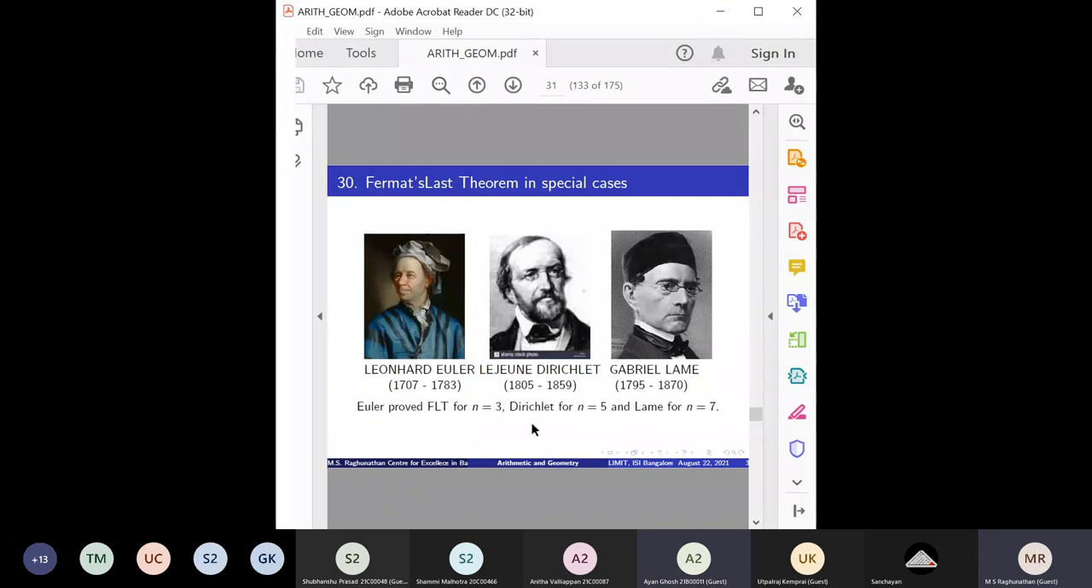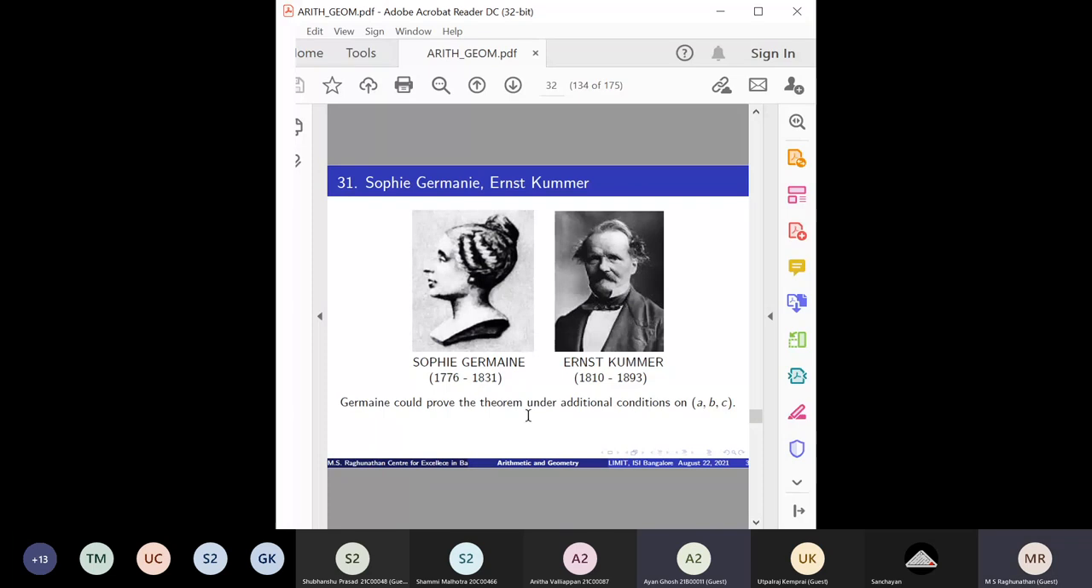And then there was Sophie Germain, one of the very few women mathematicians to figure among the world's greats, and Ernst Kummer, who was again a great mathematician of the 19th century. Germain could prove the theorem under the additional conditions on a, b, c, which were utilized by Dirichlet in his proof for the case 5, and maybe also by Lamé for the case n equals 7.